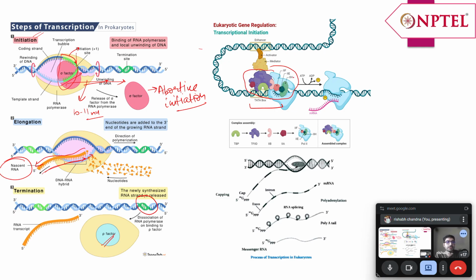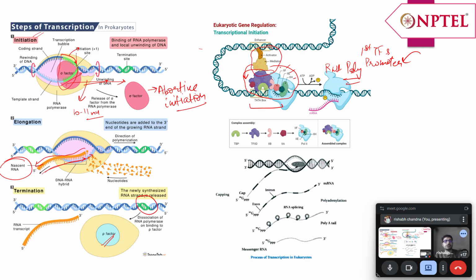For example, TFIIF, TFIIE, TFIIH, and there are multiple more factors involved in binding. So what happens here? First, these transcription factors bind to the promoter region. Then these transcription factors recruit the RNA polymerase. There are also various enhancer elements, for example the activator and the mediator, that help these transcription factors keep binding to the DNA.